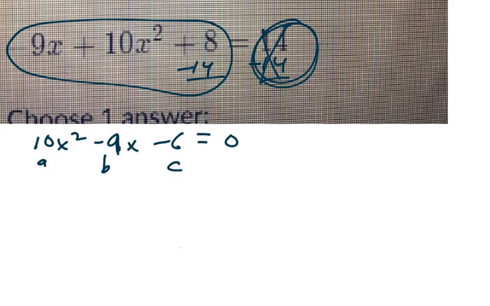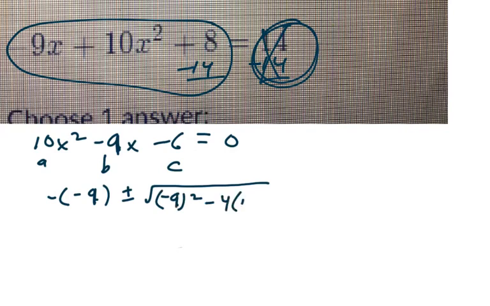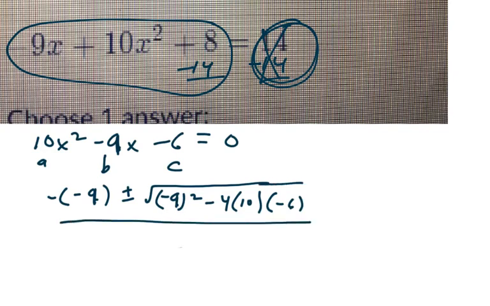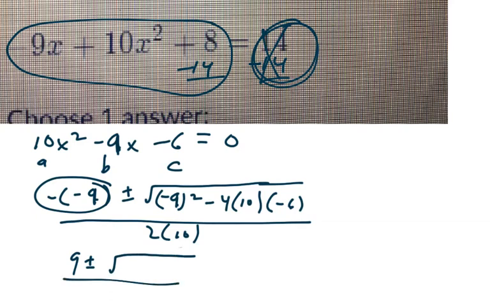Please watch your signs. So I have the negative of the B plus or minus square root B squared minus 4 times A times C, all divided by 2 times A. Negative of negative 9 is positive 9. Plus or minus. 2 times 10 is a 20. Now I'm going to do all of this radical work in my calculator.